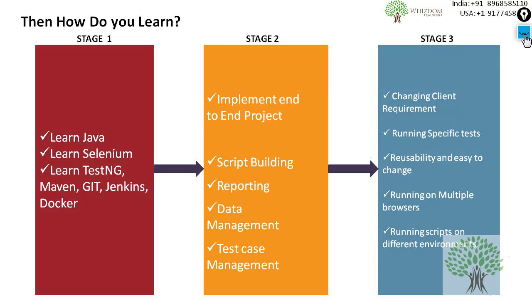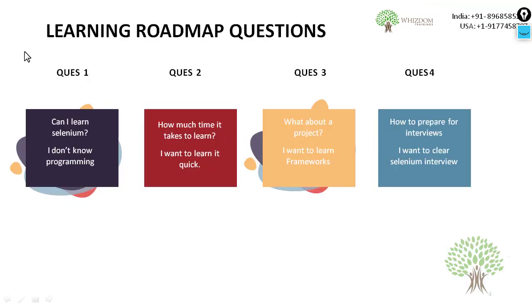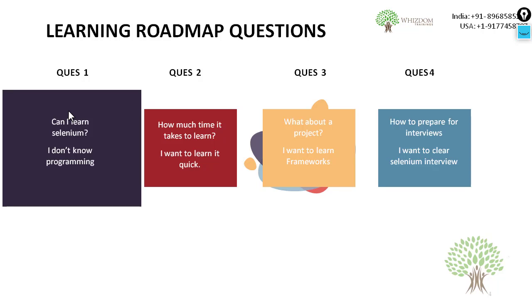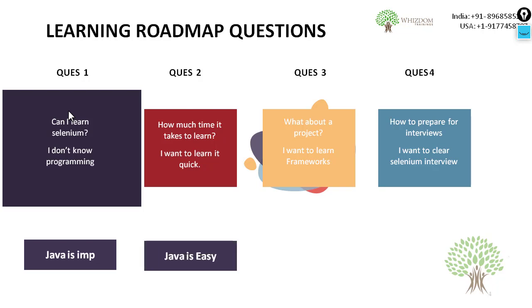Okay, now if these are the learning stages, the question is what should be the learning roadmap? How do you proceed? And this question I'm just going to answer with the help of 4 questions which people ask us before the course. The first one being, can I learn Selenium? I don't know programming. Well, Java is important. You cannot run away from it. And Java is easy as well.